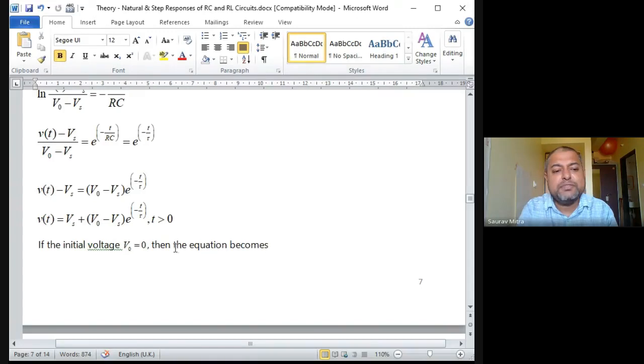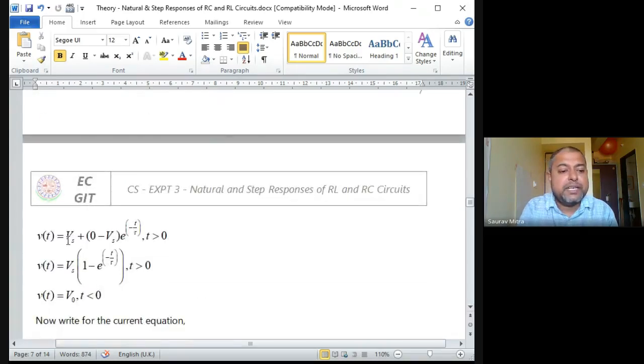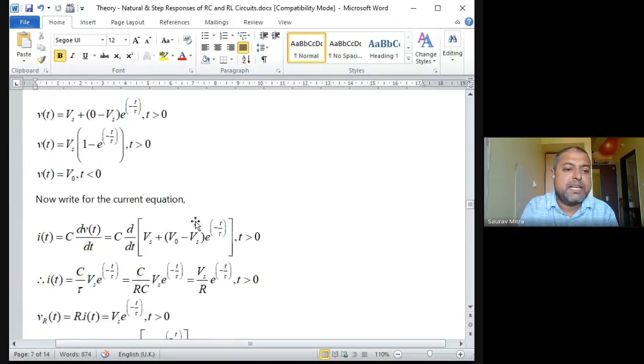If the initial voltage V0 is equal to 0, you plot this formula only. If initially V0 is equal to 0, then you find that it is Vs into 1 minus e raised to minus t by tau. So this is a formula we are more habituated with. If I ask you, it's an RC circuit, how will the capacitance get charged? Your answer will be, sir, if Vs is the supply voltage, it is Vs into 1 minus e raised to minus t by tau.